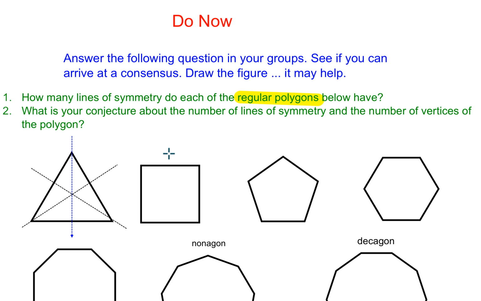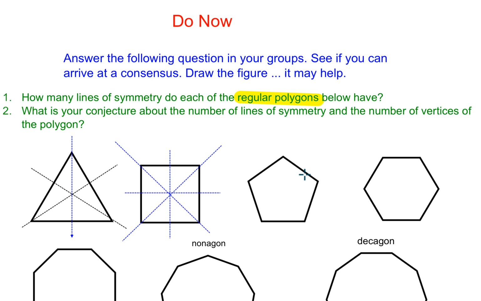a square? So I first have this vertical line of symmetry. I then have this horizontal line of symmetry. So now I have 2. But then I also have this diagonal line of symmetry going from the upper right to the lower left, and finally from the upper left to the lower right. So I have 4 lines of symmetry.